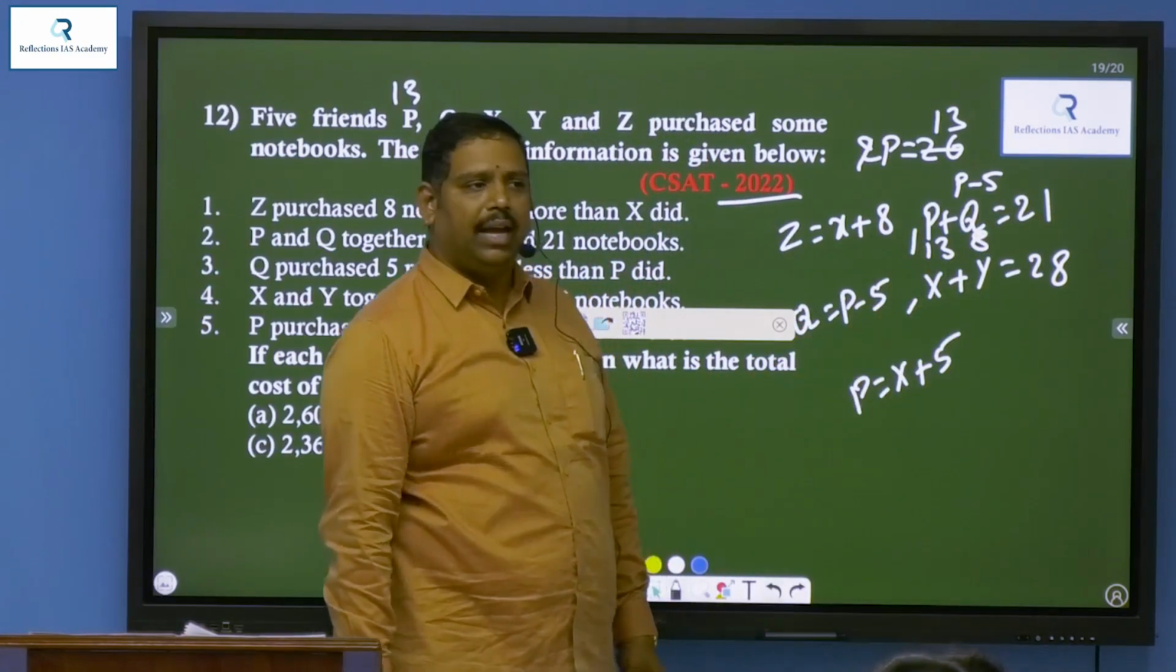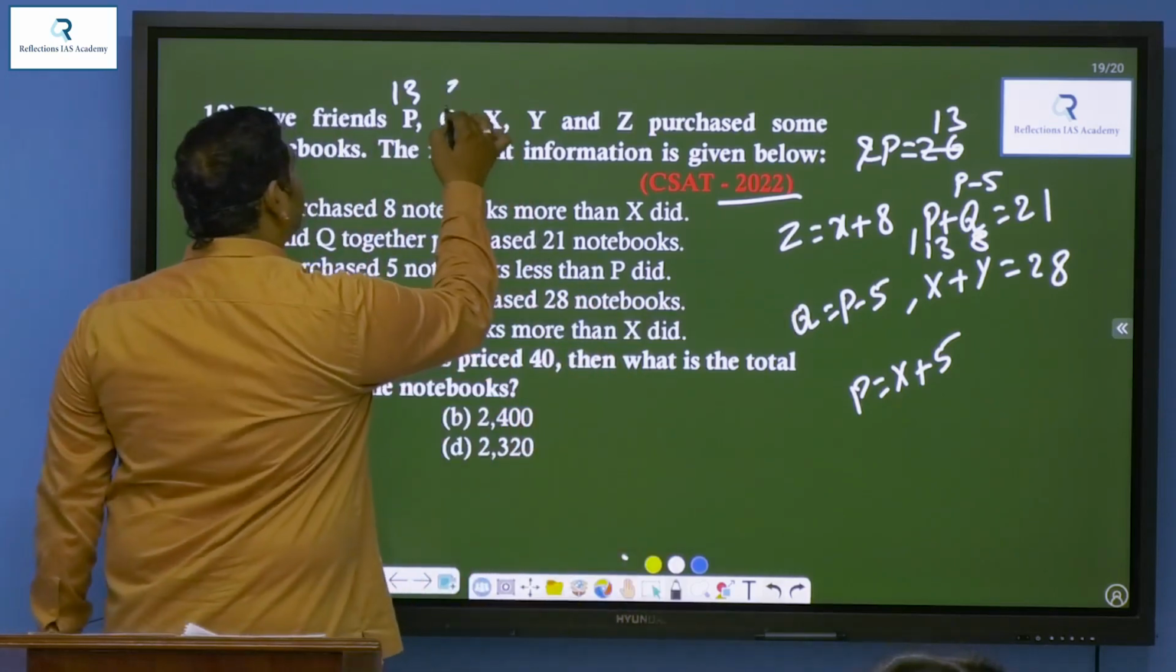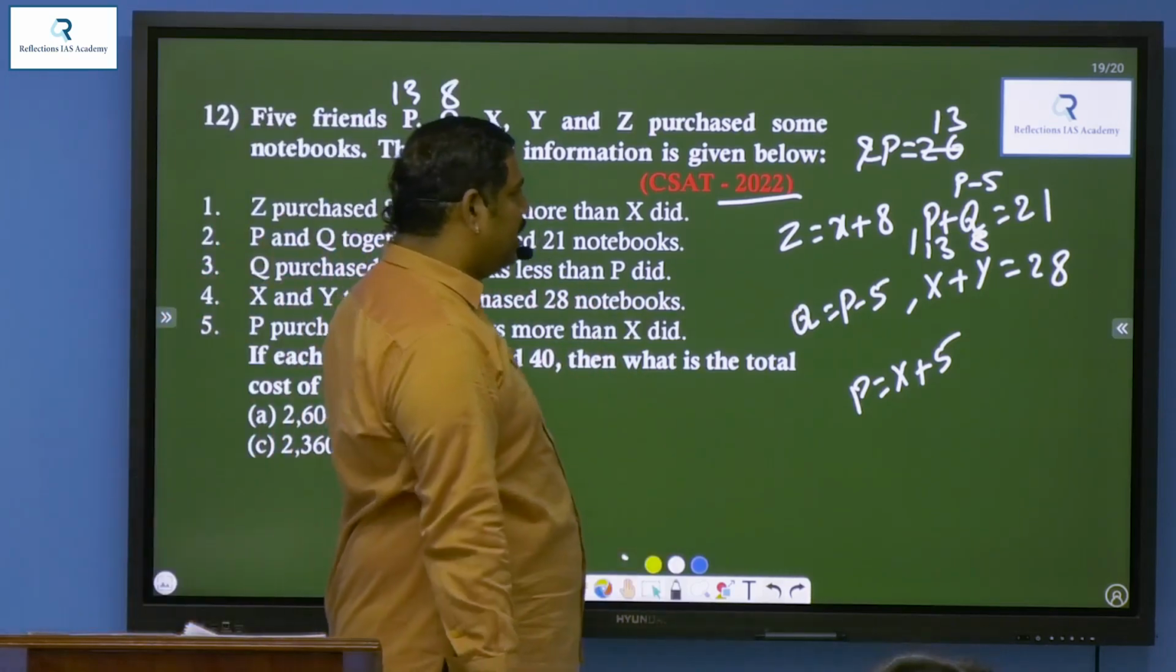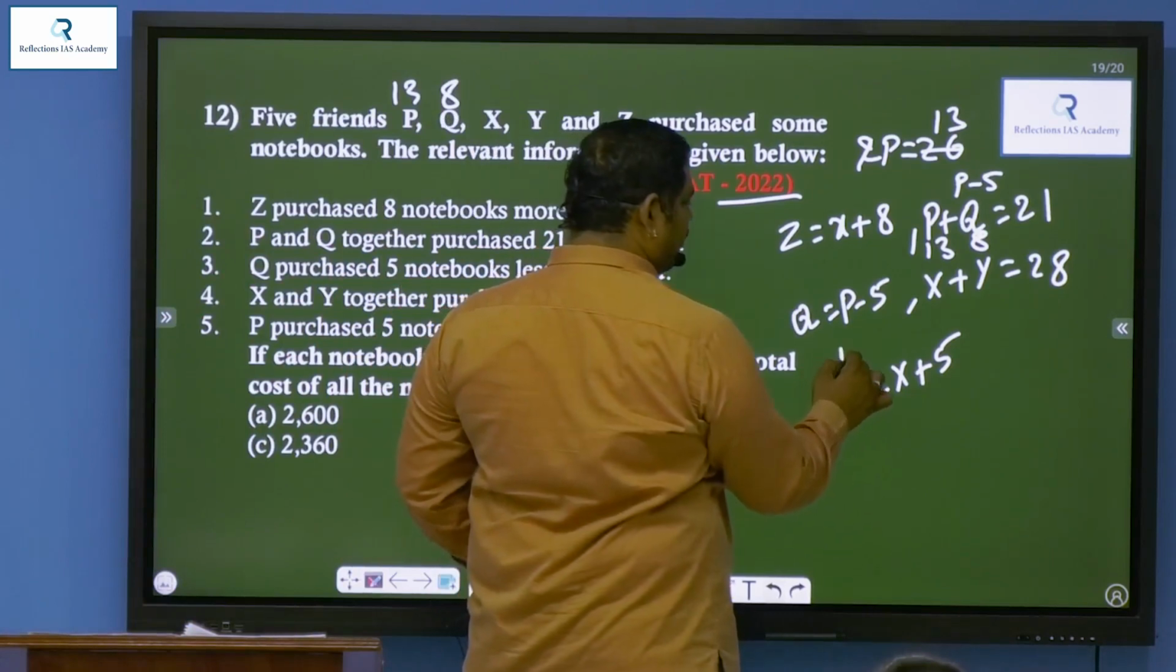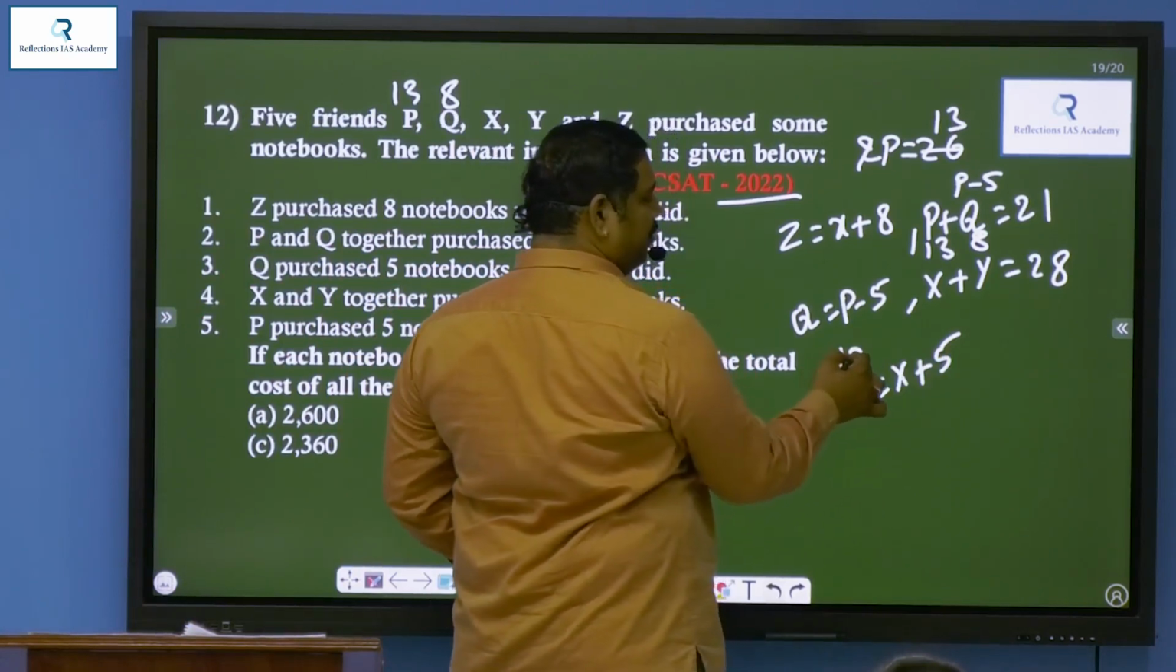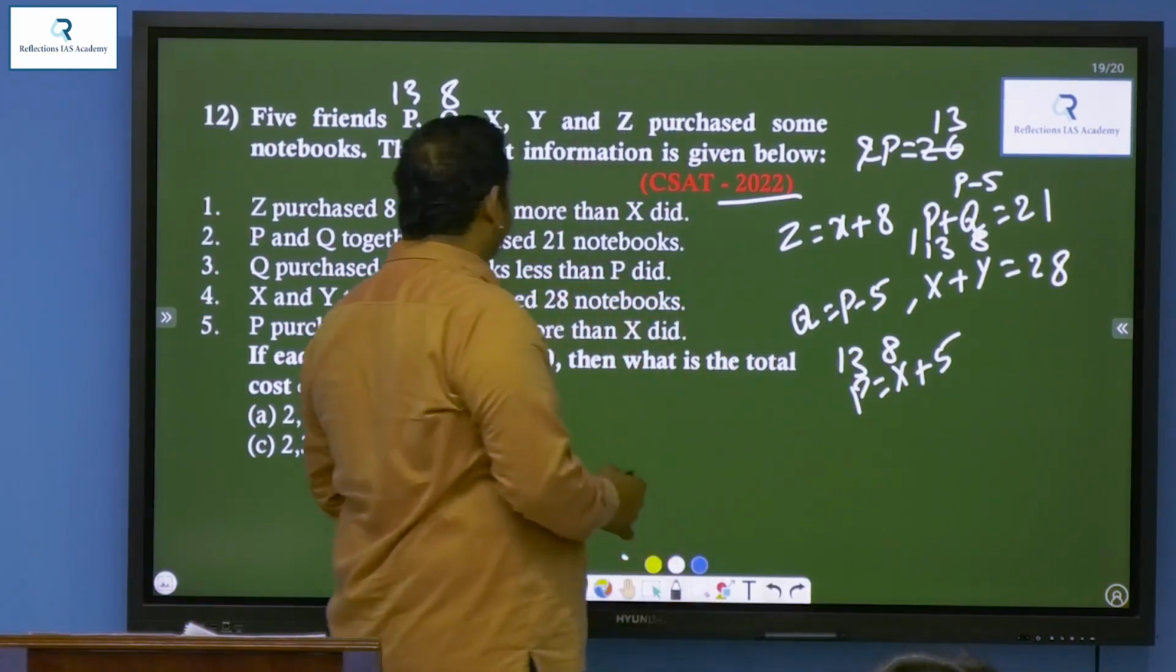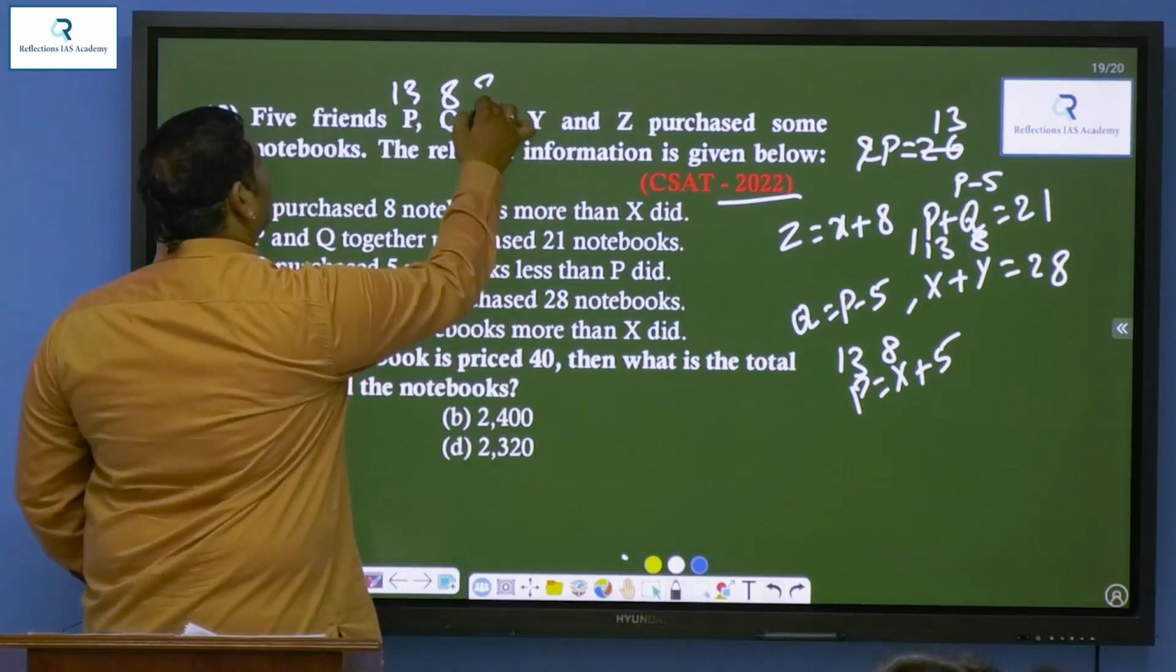How many? 8. So Q got 8. Okay, these two completed. Next one. So we know that P got 13. P is equal to X plus 5. What's the value of X? 8. X got 8 notebooks.